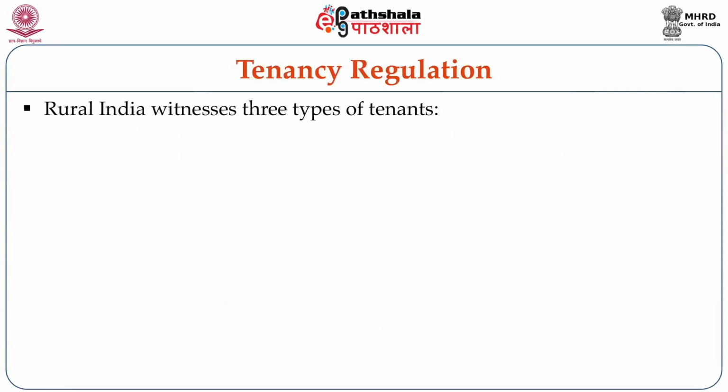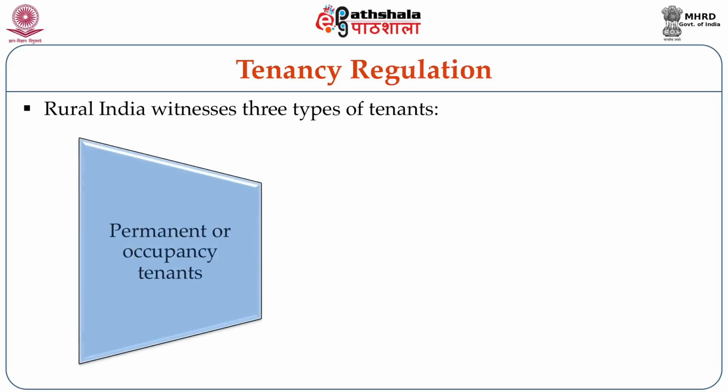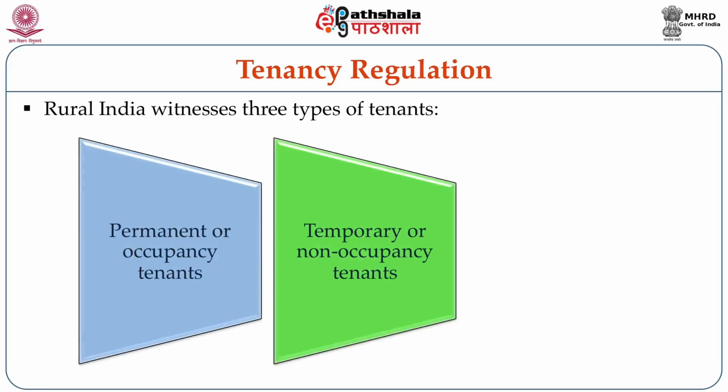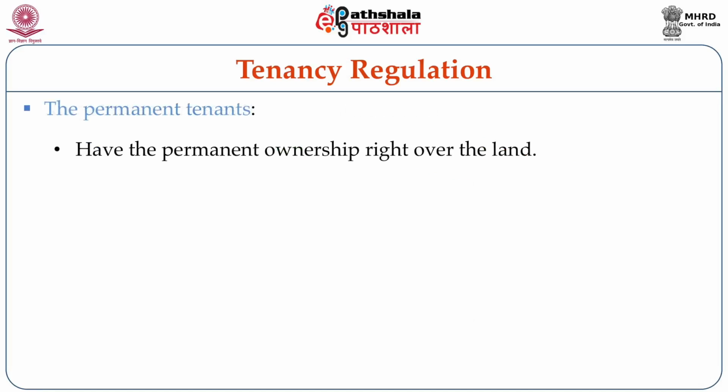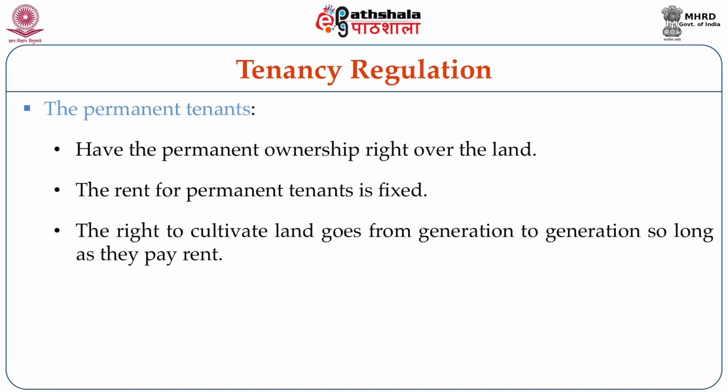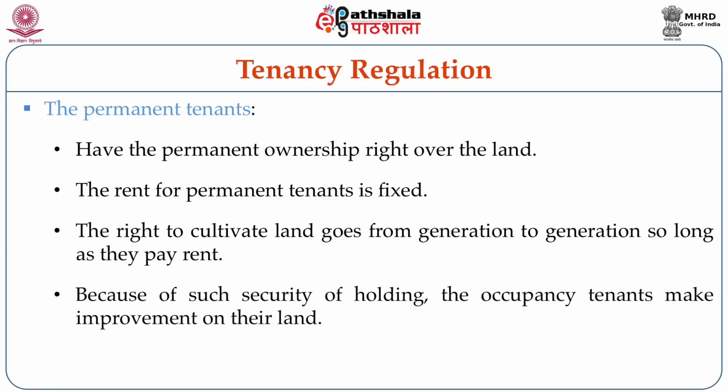The second category of land reforms is tenancy regulation. Rural India witnesses three types of tenants. First, permanent or occupancy tenants. Second, temporary or non-occupancy tenants. And third, subtenants. The permanent tenants have the permanent ownership right over the land. The rent for the permanent tenants is fixed. The right to cultivate land goes from generation to generation so long as they pay rent. Because of such security of holding, the occupancy tenants make improvements on their land.